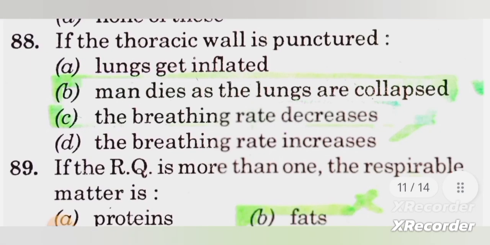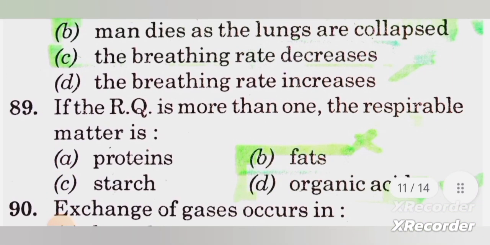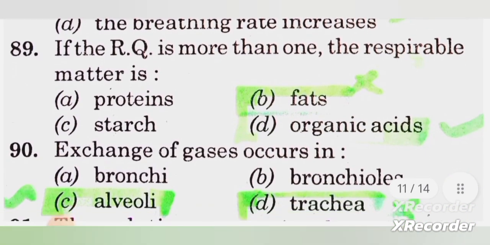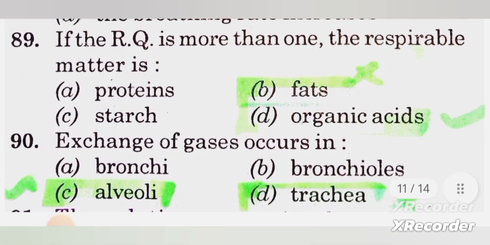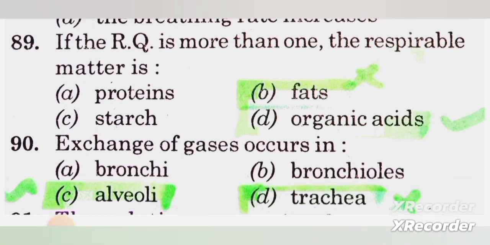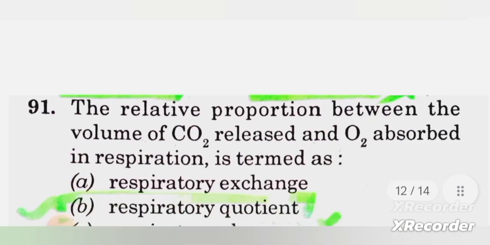Answer B. Man dies as the lungs are collapsed. Next, 89. If the RQ is more than 1, the respirable matter is. Answer D. Organic acids. Next, 90. Exchange of gases occurs in. Answer C. Alveoli.